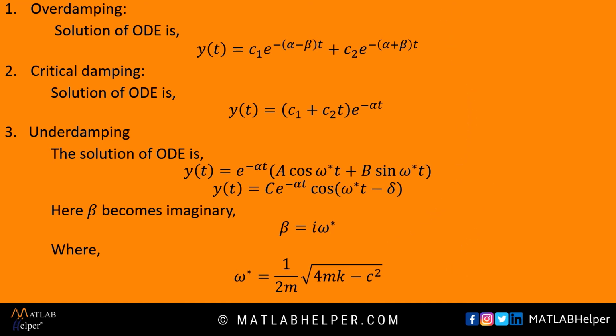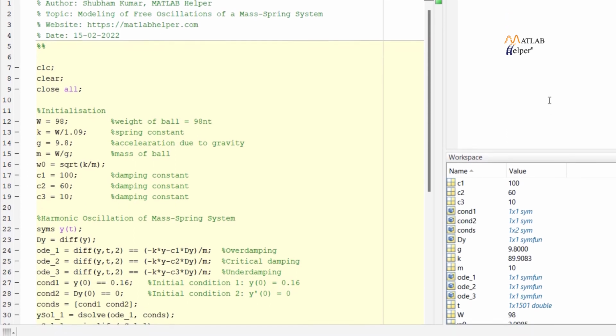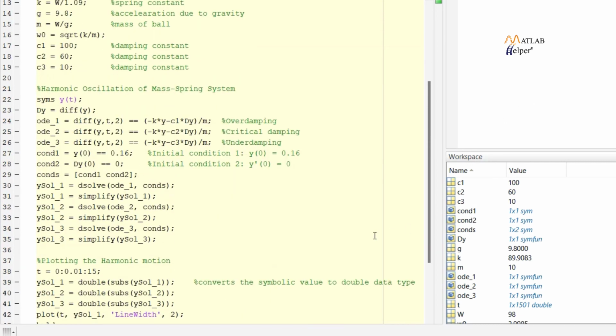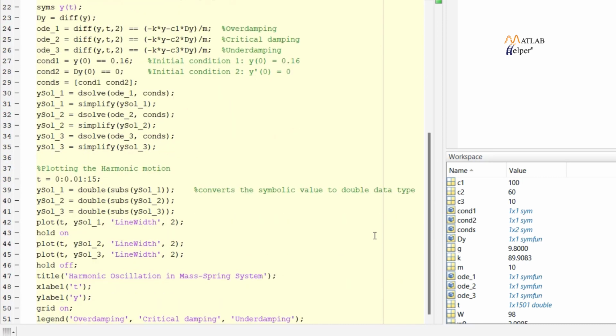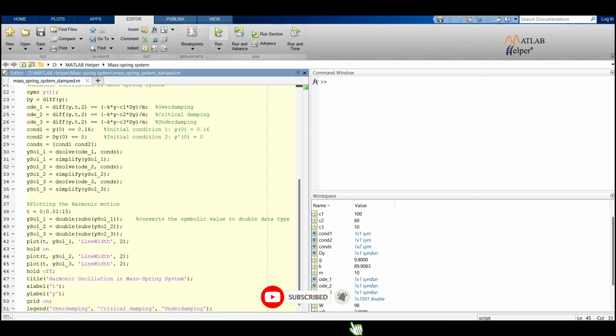Okay. Now let us introduce these changes in MATLAB and check our results. So I am not doing much of a change in our codes, except that I have introduced three constants: C1, C2 and C3. These constants are damping constants. I have also changed the ordinary differential equation to introduce the new terms. These are the three ordinary differential equations for overdamping, critical damping and underdamping. Necessary codes have been introduced to get solution of all the three ordinary differential equations. Finally, I am plotting these graphs of the ordinary differential equations. Now let us run our program and check the result.